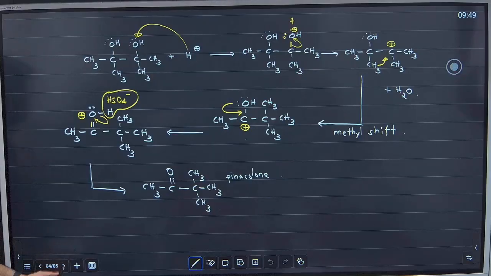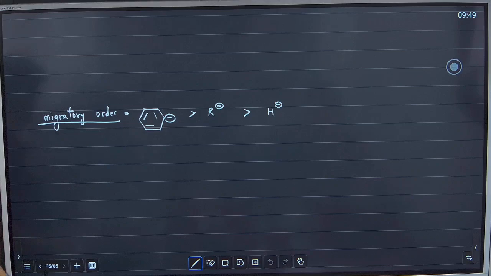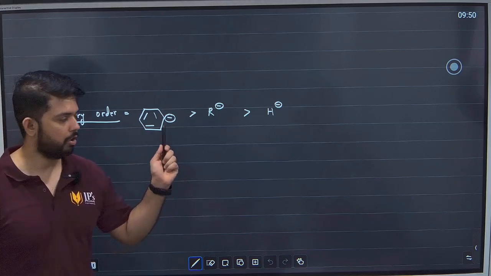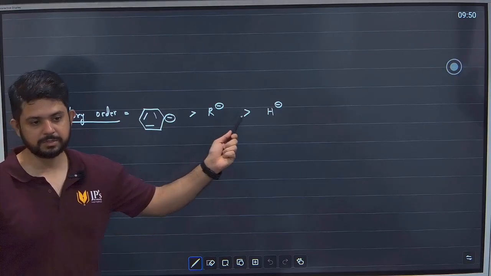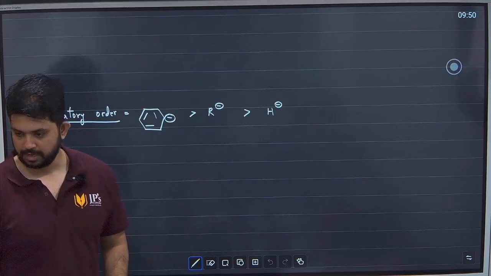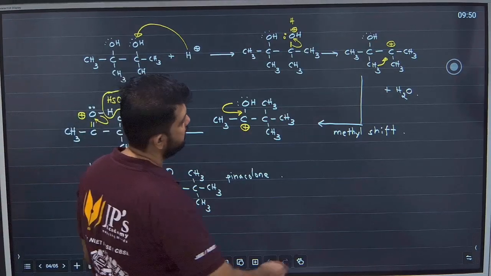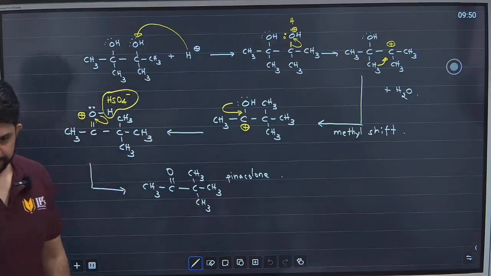You have to remember one more thing, the migratory order. Okay, first, if there is an aryl group then you will migrate that, the second preference will be the bulkiest alkyl group, and last the migration will take place of hydride. For example, what I'm trying to say is, here this was our methyl migration. Okay, let's go.